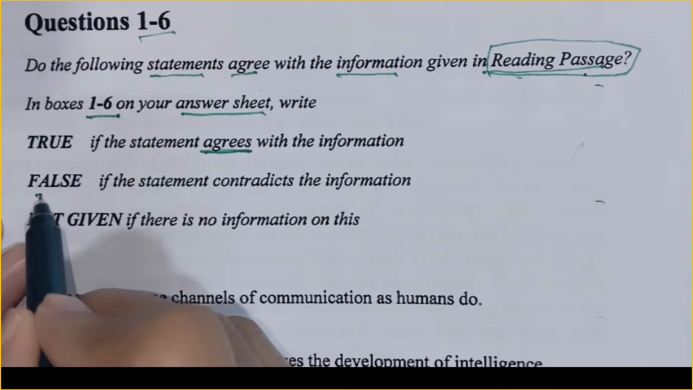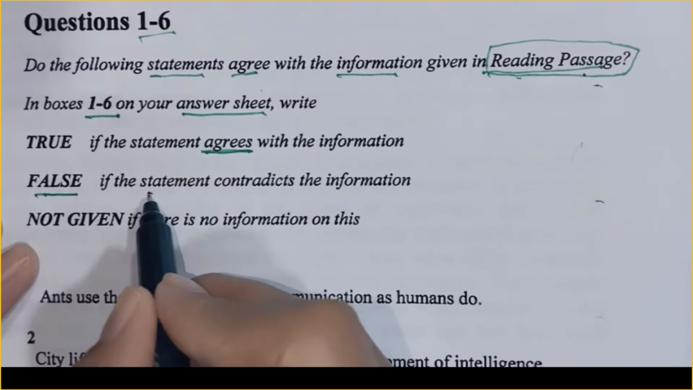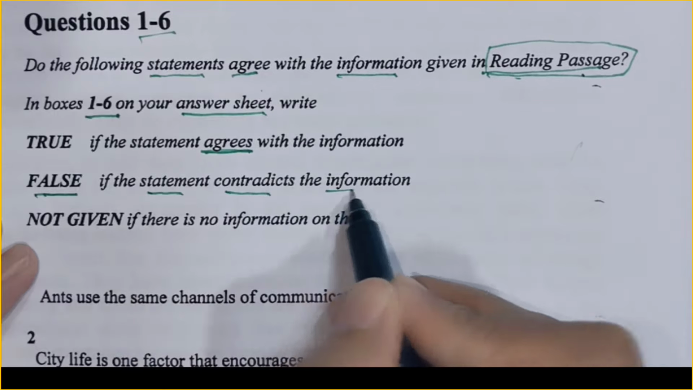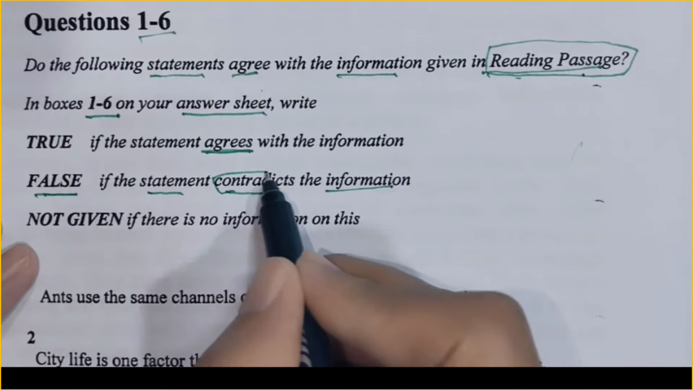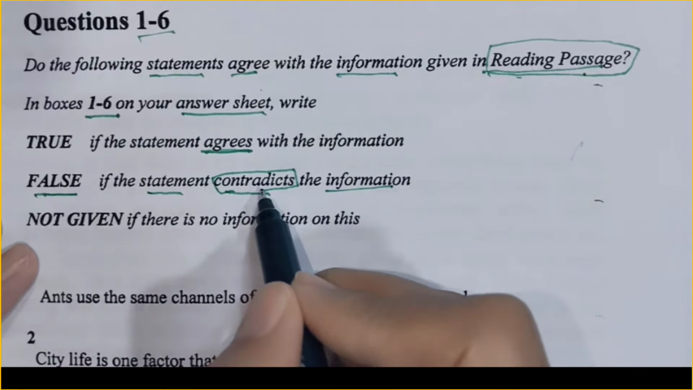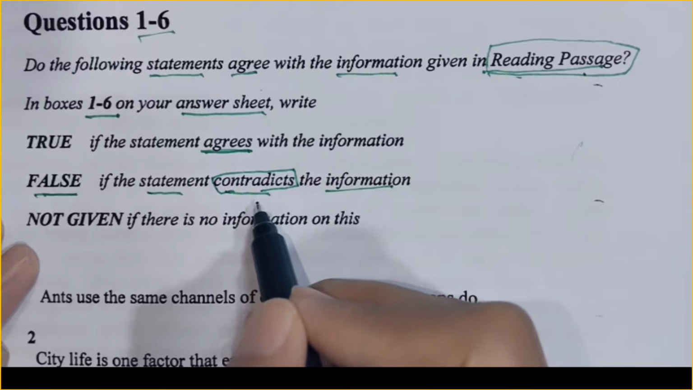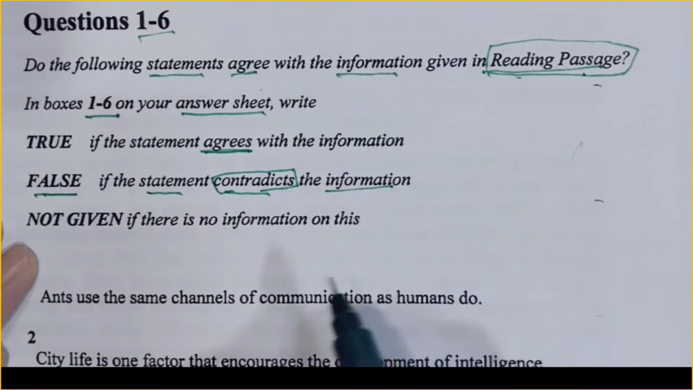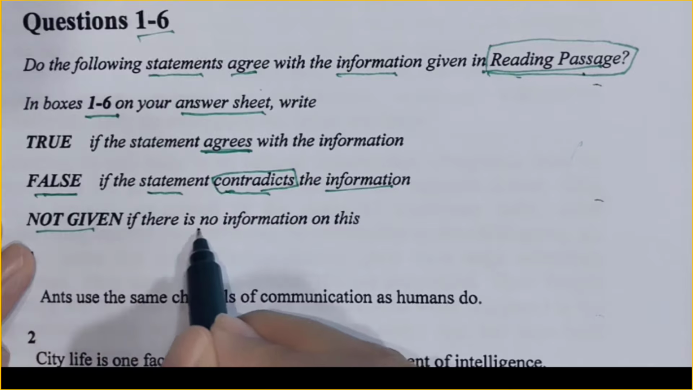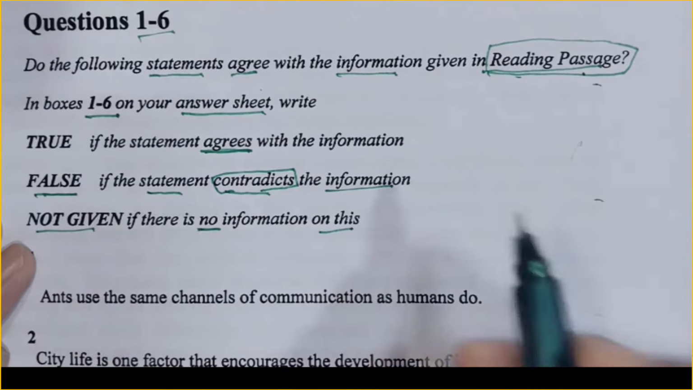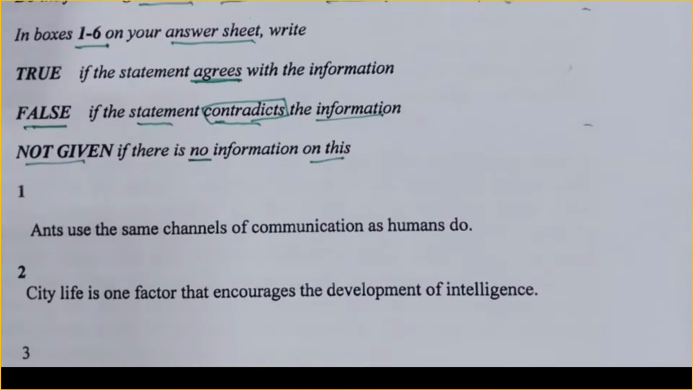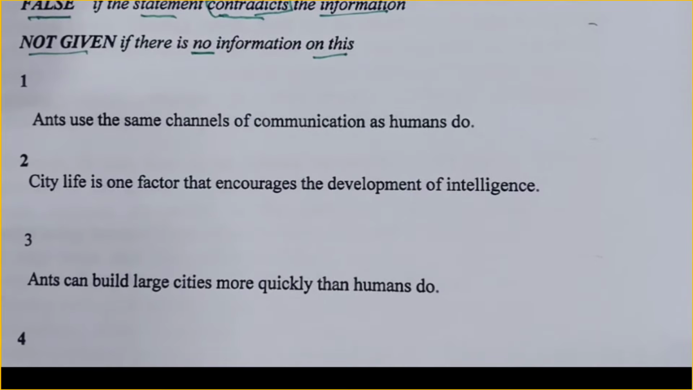Next, why will our answer be false? If the statement contradicts the information. The statement will not agree with the information, it will contradict it, it will be against the information. Not given if there is no information on this. Okay, so now first of all we will underline the keywords.